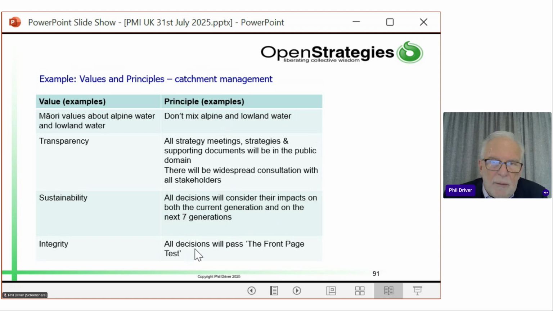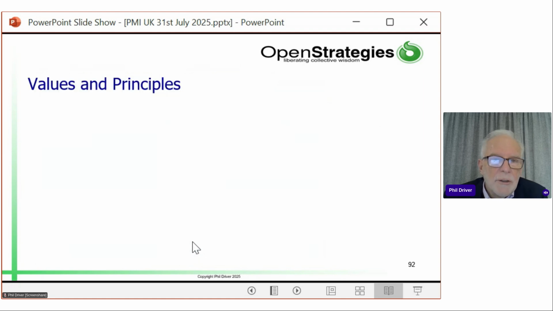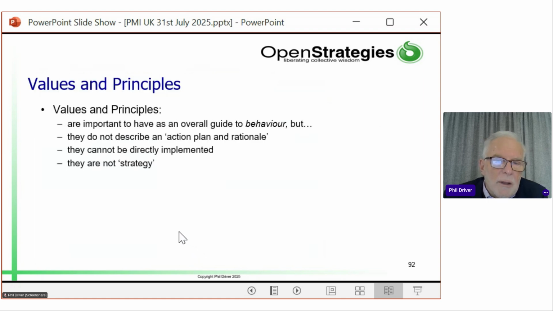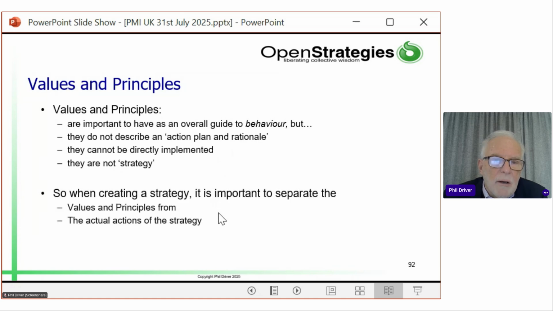So values and principles are not strategies, they guide strategies. They're important, they don't describe the action plan and rationale, they can't be implemented, they are not strategy. So when creating a strategy or a PRUB-Logic strategy, separate your values from the actual actions of the strategy.